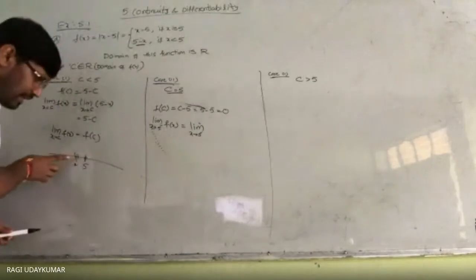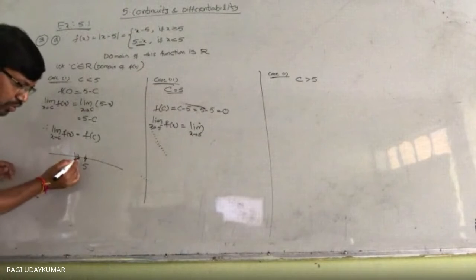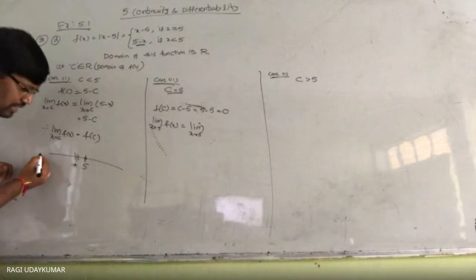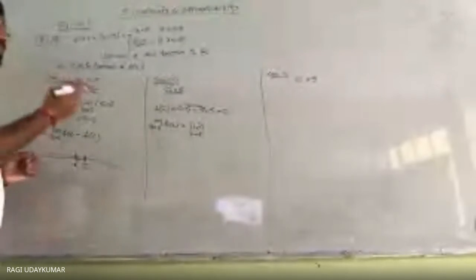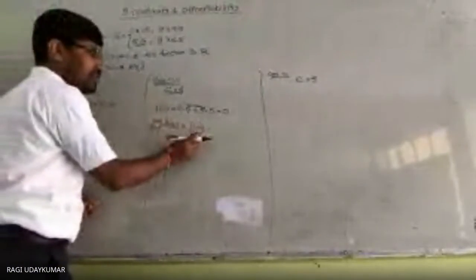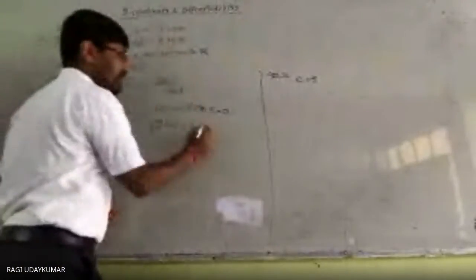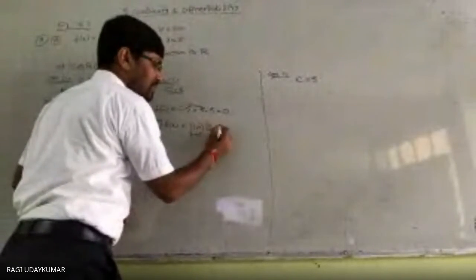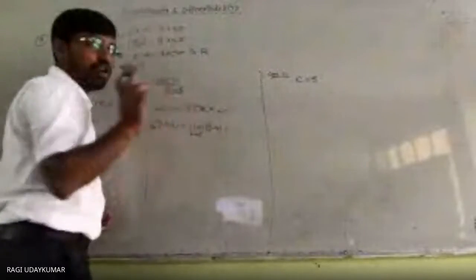Here it is approaching from this side, starting from here and coming up to here, like this. Then what is the function value? How will the function value be? The function value reaches what? The 5 minus means the less than 5 function should be taken, 5 minus x.